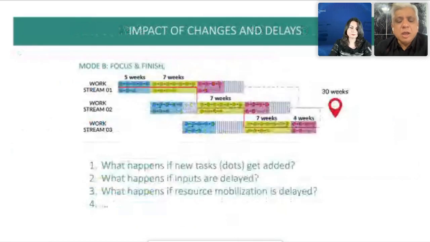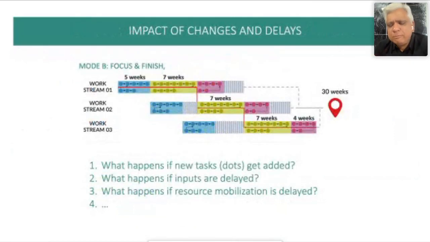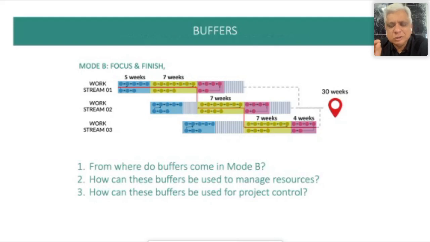Okay, thank you. Right now, I want to leave time for questions, so I will fast track through these slides. But think about these questions, right? And that is the advantage of focus and finish. But the last question, this is important. Where did the buffers come from magically in Mode B? How can it be that we suddenly got a buffer in the plan, a free buffer? And how can these buffers be used to manage the resources or for project control?